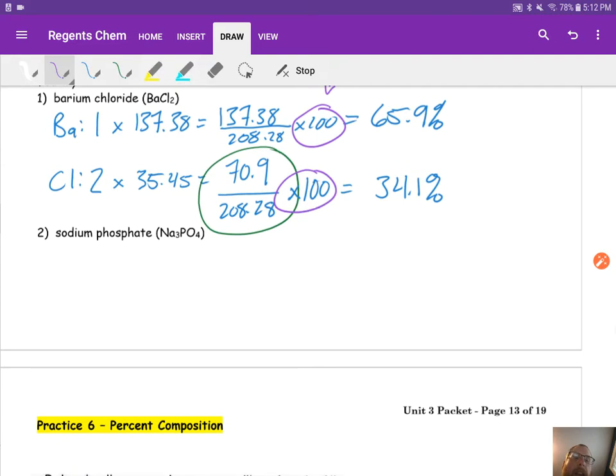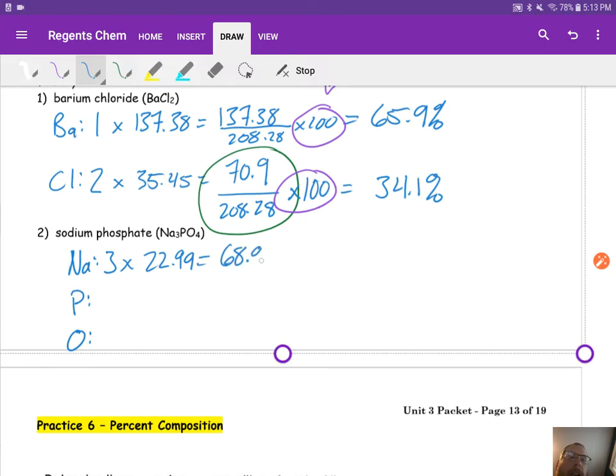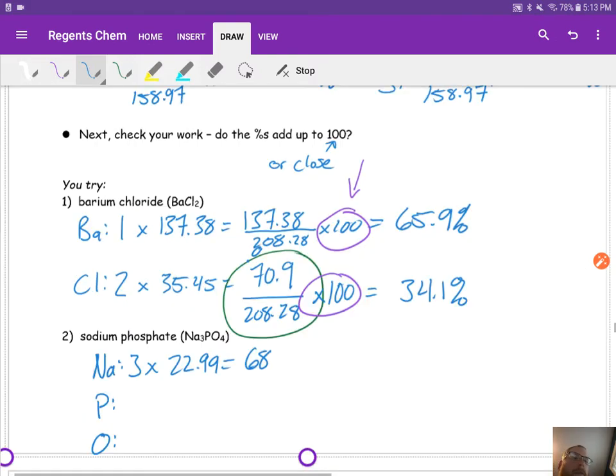So make sure you take your time and show all of your work so that you're not losing easy points. If you did not pause the video for barium chloride, pause it now and see what the percentages are for the 3 elements here in sodium phosphate. So I've got sodium, I've got phosphorus, and I've got oxygen. So 3 sodium atoms multiplied by its atomic mass, 22.99. That's going to give me 68.97.